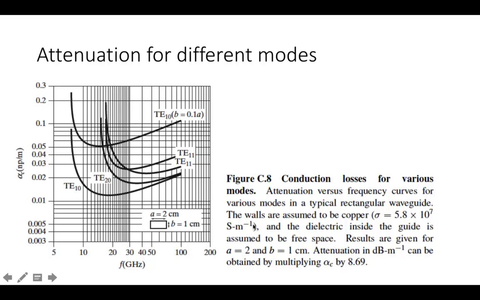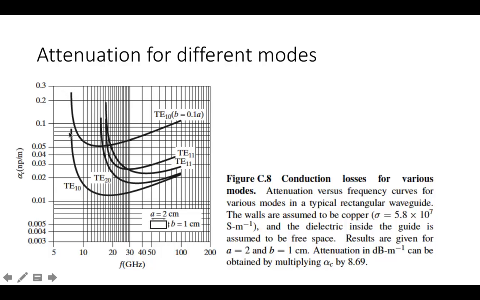This is primarily, with the exception of this one curve, for the case where A is 2 centimeters and B is 1 centimeter. We have just copper waveguide walls, and the dielectric inside the guide is assumed to be free space. What you can see here is the attenuation as a function of frequency, and as the frequency approaches cutoff for that TE10 mode, you're approaching an infinite attenuation. This would be when you approach evanescence here.